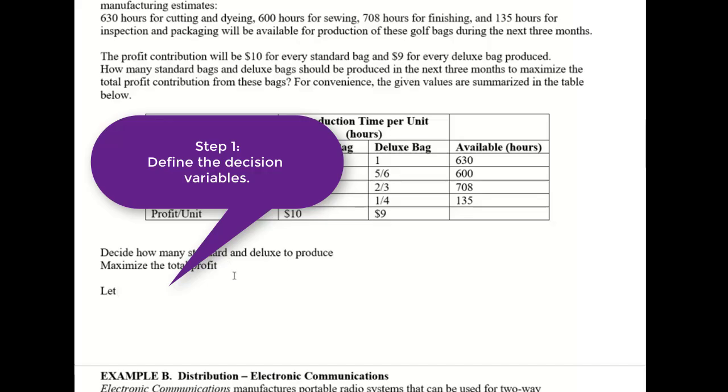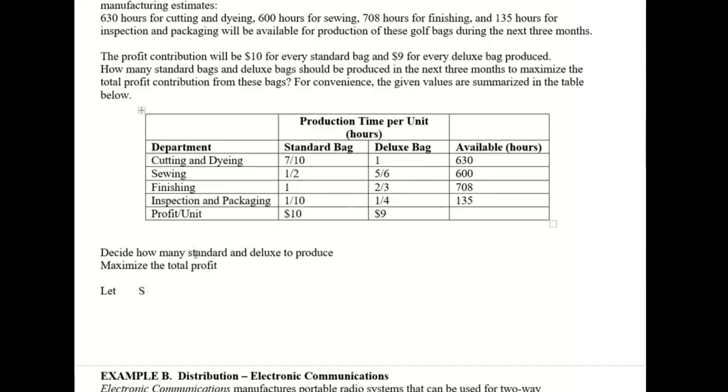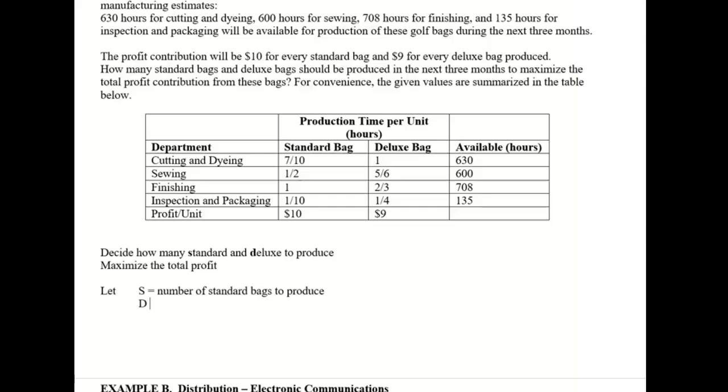So we're going to say let S, because it's standard. S for standard, and then the other one is going to be called D for deluxe. And so it's like XYZ, but instead of using XYZ, we're going to use the first letter of the product, so it makes it easy for us to remember. So S is equal to number of standard bags to produce. And then we're going to have a D, number of deluxe bags to produce.